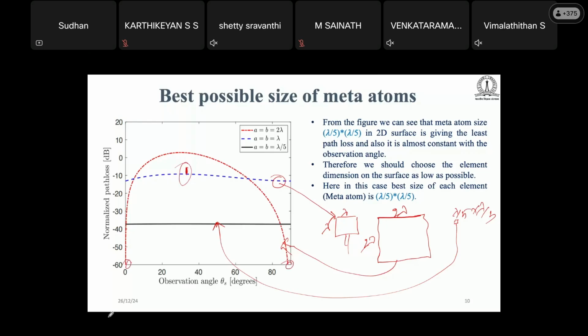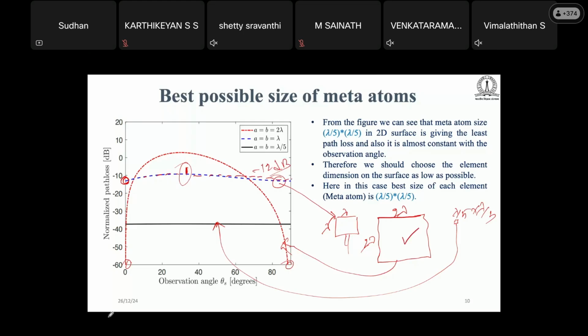Now you can see that this is a loss. It is around minus 12 dB loss across every degree. It means that if you divert your signal to 0 degree or 20 degree or 40 degree or 80 degree, the loss is almost the same, and this is a minus 12 dB loss. Now let us talk about the second one.